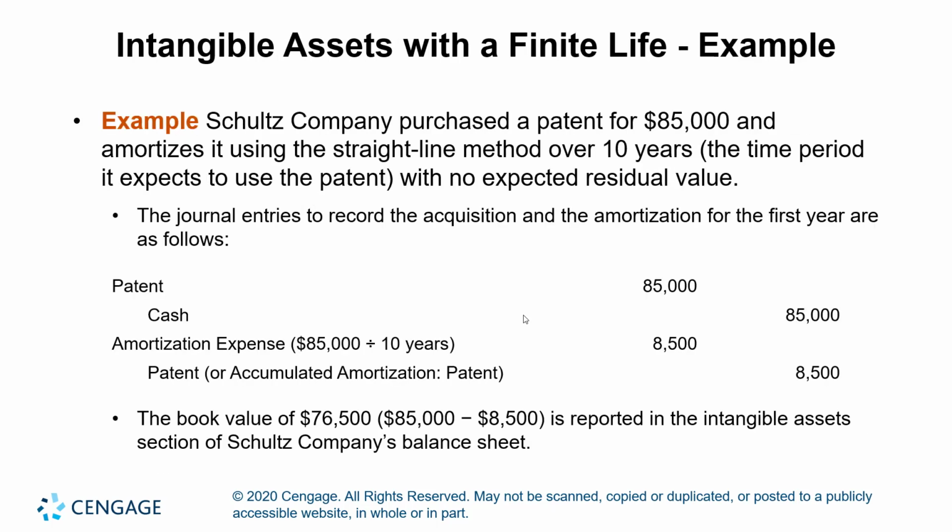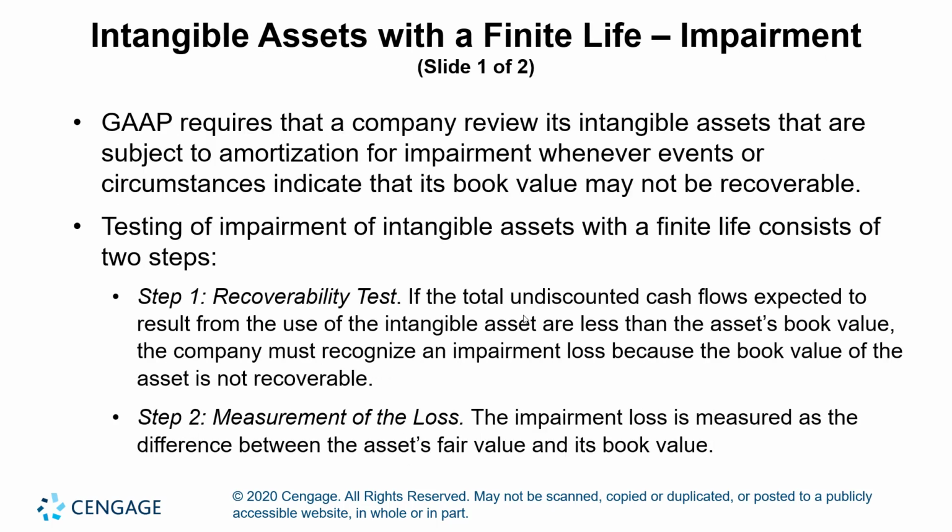Here's an example. Schultz Company purchased a patent for $85,000 and amortizes it using straight line over 10 years, the period it expects to use the patent, with no residual. The journal entries are as follows: debit patent, which is an asset, credit cash, 85,000. Amortization expense, which is 85,000 divided by 10, so 8,500, and then credit patent, or accumulated amortization for the patent. The book value of $76,500 is reported as the intangible asset on the balance sheet.